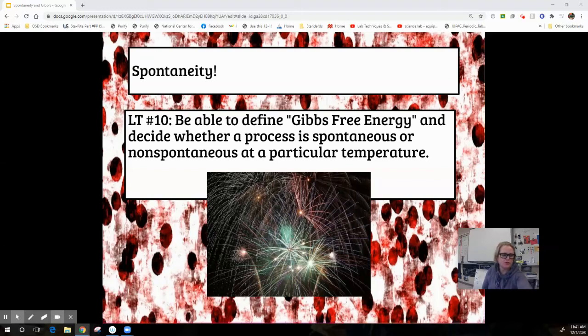Here we go. Try number 3 for learning target 10. So learning target 10 is going to cover Gibbs free energy, which will allow us to decide whether a process or reaction is spontaneous or non-spontaneous at a particular temperature.